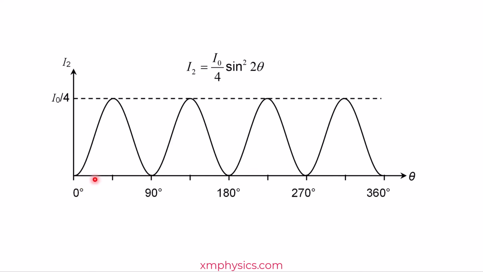So it's still 0 if it's inserted with an angle of polarization of 0, 90, 180 and so on. But at other angles, we have a bit of light passing through. And in fact, if you insert the third polarizer at 45 degrees, 135 degrees, 225 degrees and so on, you can get the maximum intensity of I0 over 4.